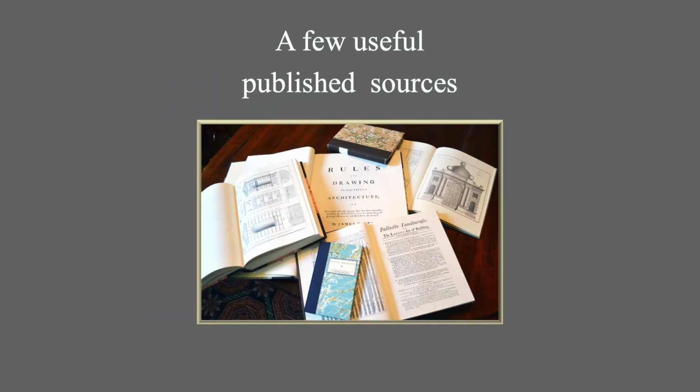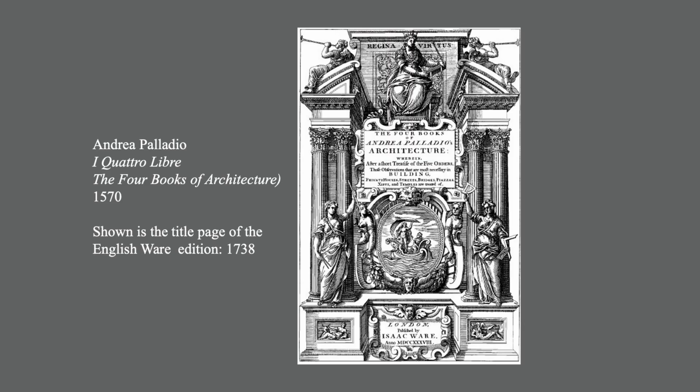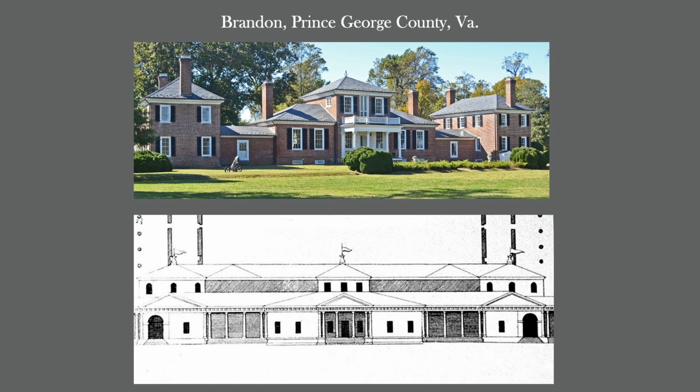Before we close this session, I want to briefly review some of the publications mentioned in this presentation, and also a couple of additional sources useful for more in-depth information on colonial architecture. First and foremost is Andrea Palladio's 1570 I Quattro Libri, or the Four Books on Architecture. This was a primary reference for classical architecture in the 18th century, in both Britain and America. We see how Palladio's illustration of a Roman villa directly influenced the design of a colonial plantation house.